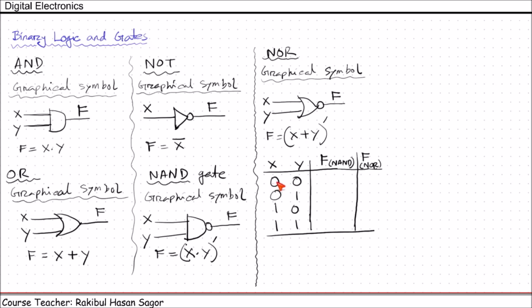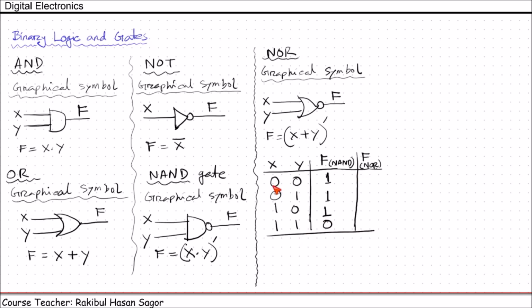For NAND gate, 0 0. If we have 0 0 input, the output of AND gate is 0, and if we invert that AND gate output, we'll get the NAND gate output, that will be 1. For 0 1, output of AND gate is 0, and if we invert that, we'll get 1. Again, for 1 0, the output will be 0 for AND gate, and inverted output for NAND gate will be 1. For 1 1, it will be 0.